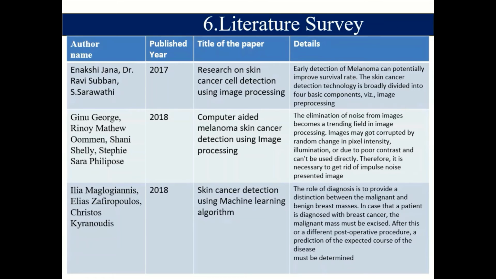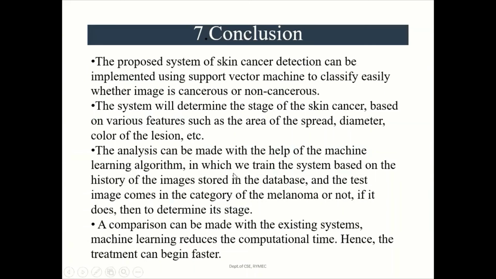In the year 2018, Ilya Maglogenis, Elias Zaprifolos, and Christos Kyronondis released a paper on skin cancer detection using a machine learning algorithm. Here also they made use of the ABCD rule, as I've already mentioned, which is asymmetry, border, color, and diameter, along with GLCM and HOG features for the early detection of skin lesions. So this was basically about the literature survey.